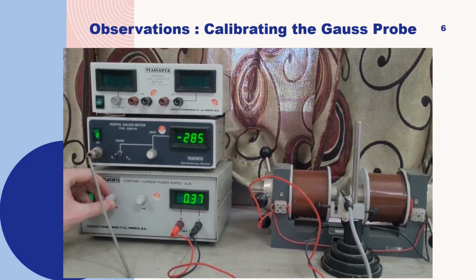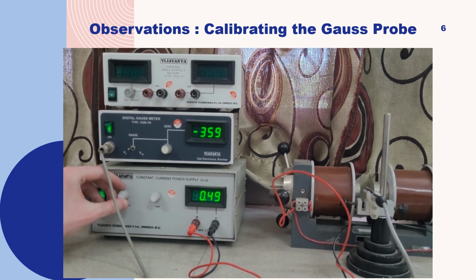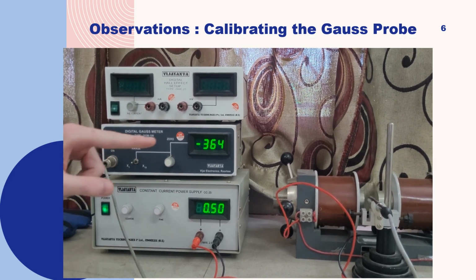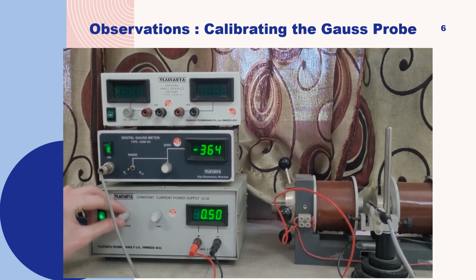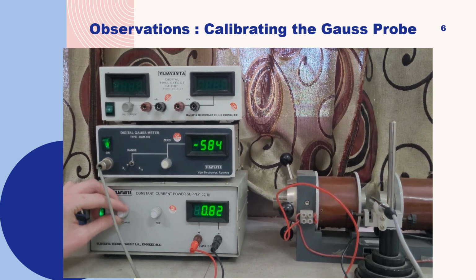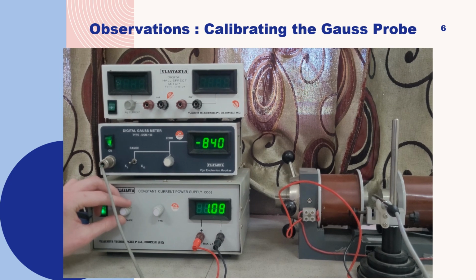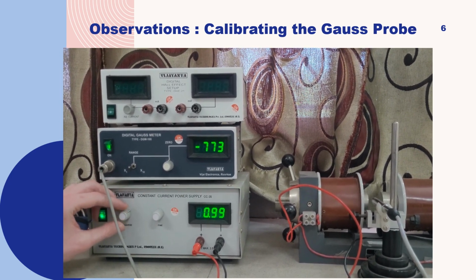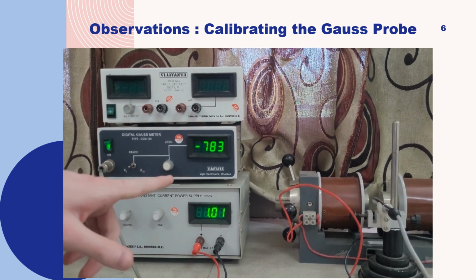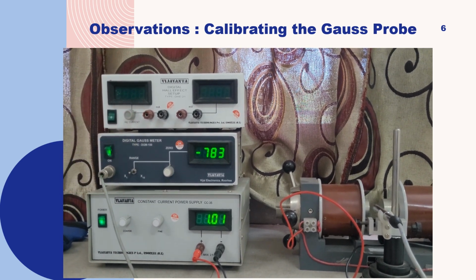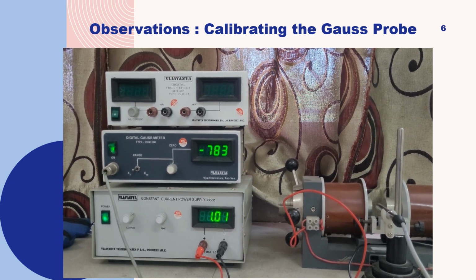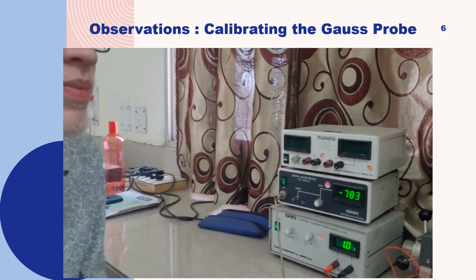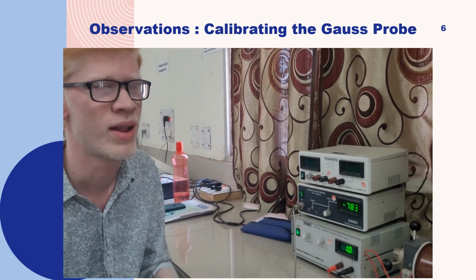As we can see, at 0.5, the Gauss meter reads 364, and at one it reads approximately the double of that. So we can see that there is a linear relationship between the magnetic field and the applied constant current.